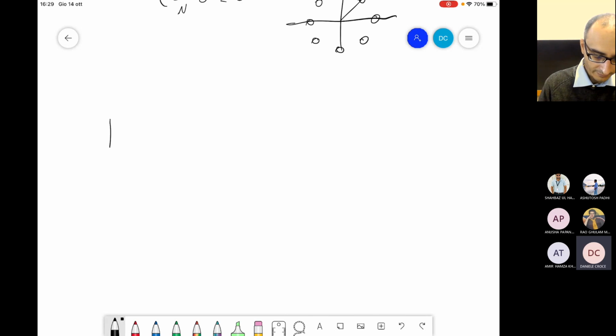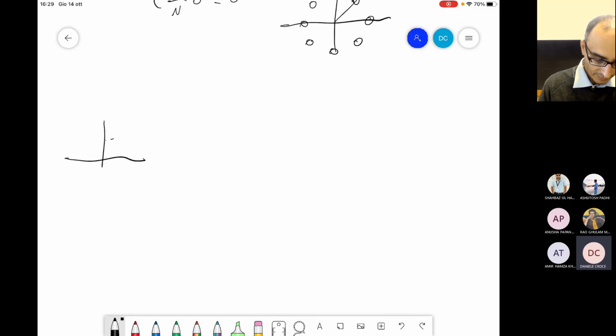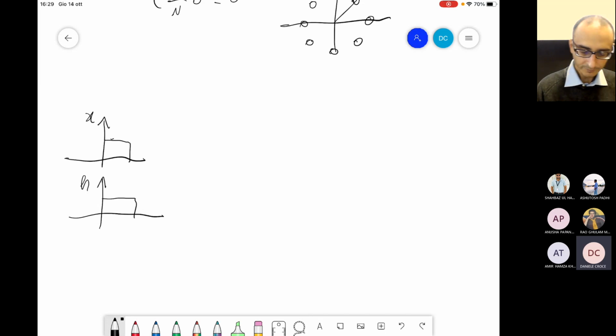So if you have, for example, the linear convolution of this function with itself, what you do is that you flip over, this is not a good example, sorry, let me start again. So you have this with itself. If you do the convolution of these two, what happens? Let's give names. This is x, this is h.